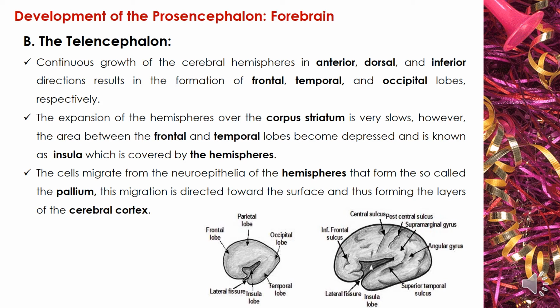Cells migrate from the neuroepithelium of the hemisphere, forming the so-called pallium. This migration is directed toward the surface and thus forms the layers of the cerebral cortex.